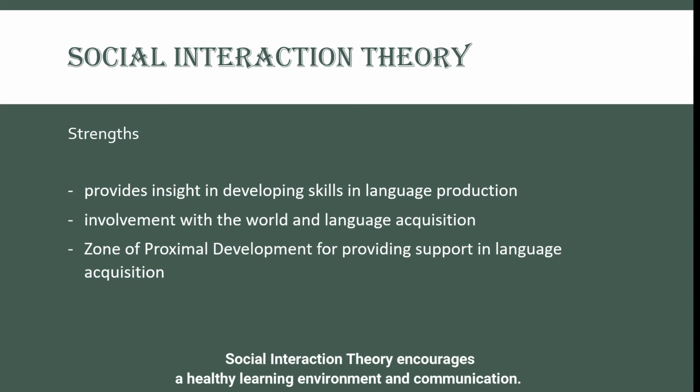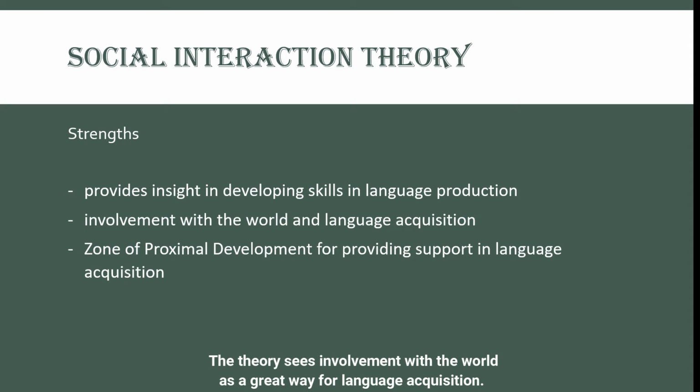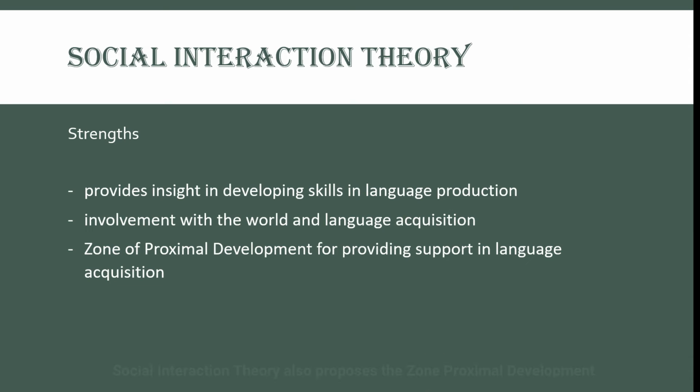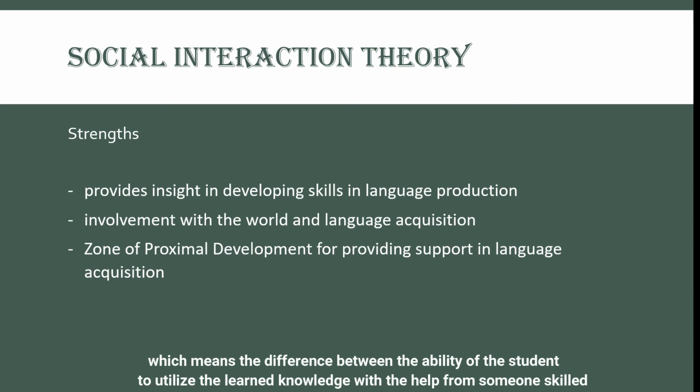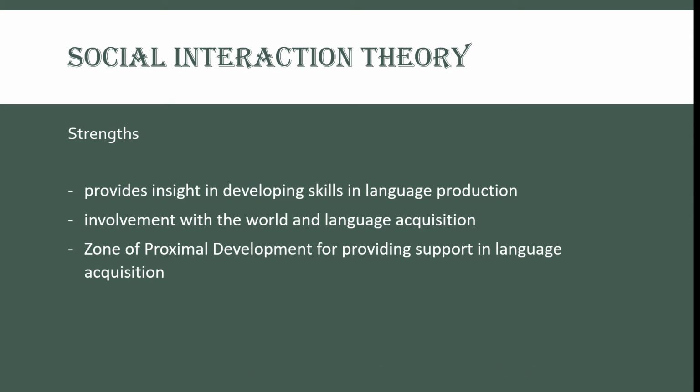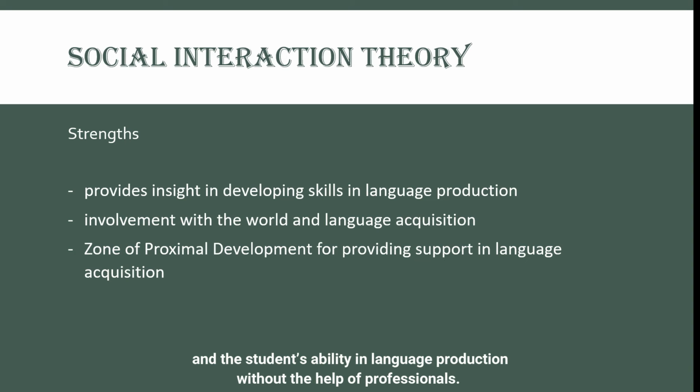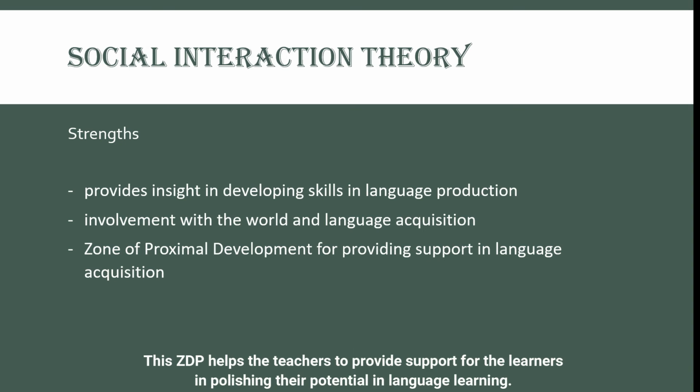Social interaction theory encourages a healthy learning environment and communication. The theory sees involvement with the world as a great way for language acquisition. Social interaction theory also proposes the zone of proximal development, which means the difference between the ability of the student to utilize the learned knowledge with the help from someone skilled and the student's ability in language production without the help of professionals. This ZPD helps the teachers to provide support for the learners in polishing their potential in language learning.